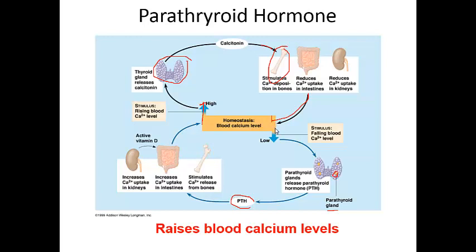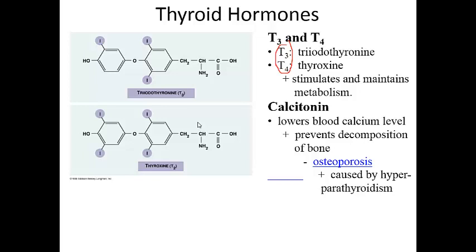If blood calcium levels decrease, they're too low, the parathyroid gland releases parathyroid hormone, which is going to take calcium out of your bones and put it back into your blood, raising your blood calcium levels. PTH will actually make your bones more brittle, make them weaker. Many women, as they get older, suffer from hyperparathyroidism. Their parathyroid glands become hyperactive. As a result, their bones become weaker and more brittle, and this can lead to osteoporosis.